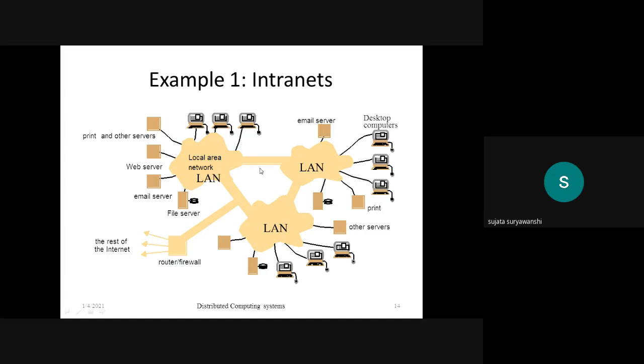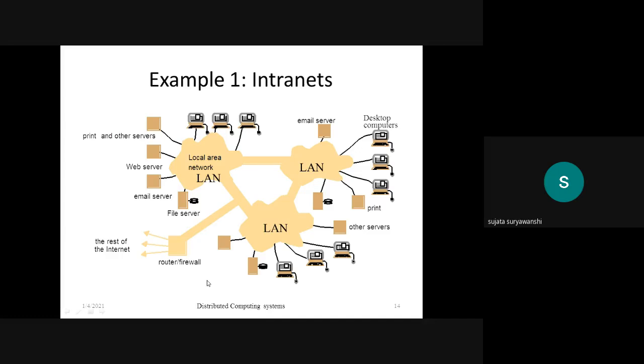Then this is the example of an intranet. In this case, the systems are connected to the LAN, and the LANs are connected through routers. Through the routers and firewall we can connect to the internet. This is a complete intranet, and it can be connected to the internet through routers and the firewall. The firewall is used for the connection from the internet to the intranet, and it passes incoming and outgoing messages, meaning it controls those messages. So this is another example of a distributed system.